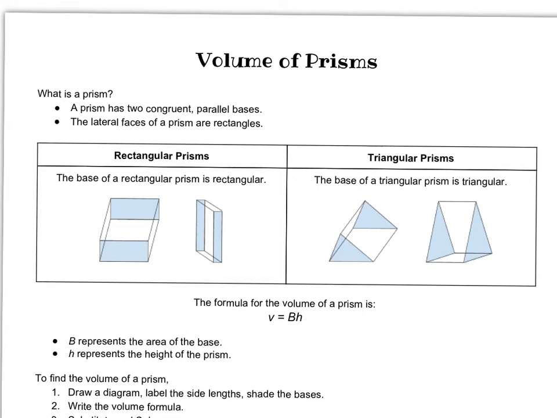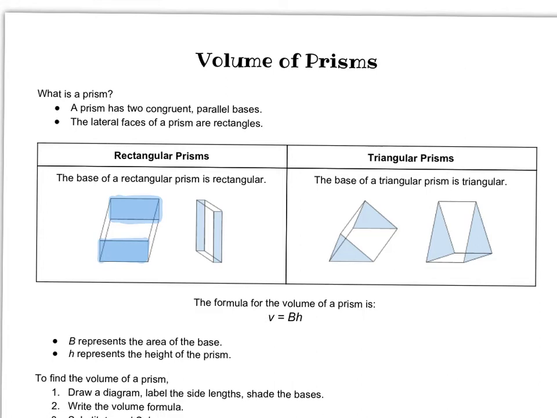So looking at this rectangular prism down here, what it means is that these rectangular bases are congruent to each other and they are parallel to each other. The lateral faces of a prism are also rectangular. So the top and the bottom and the sides of this prism are all rectangular. That's true for the triangular prism as well.